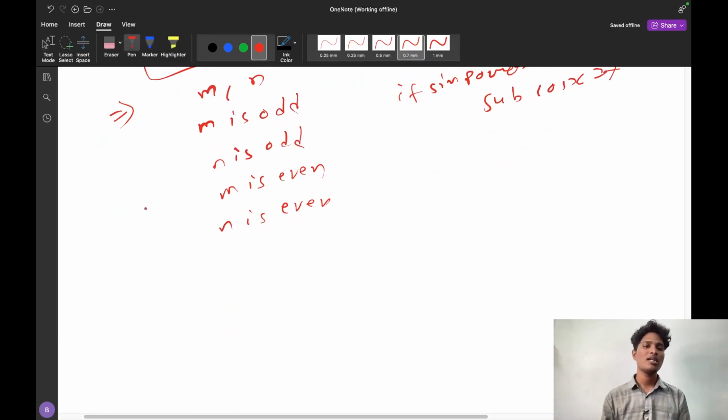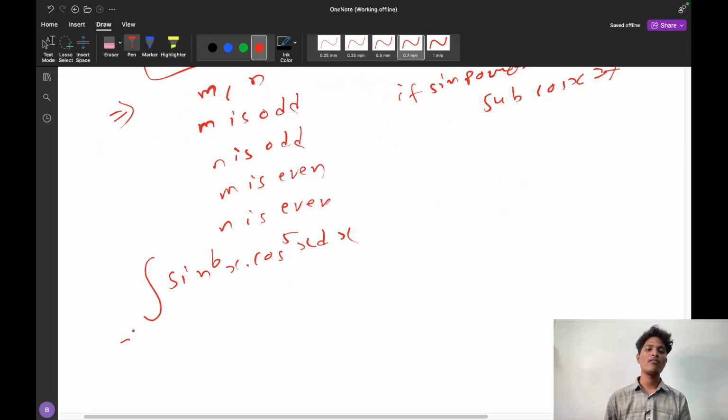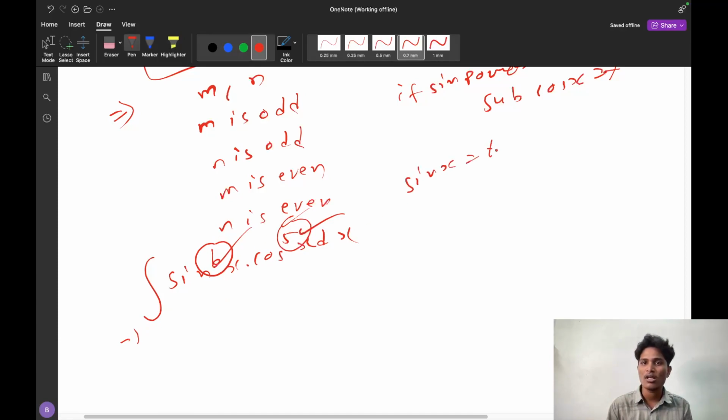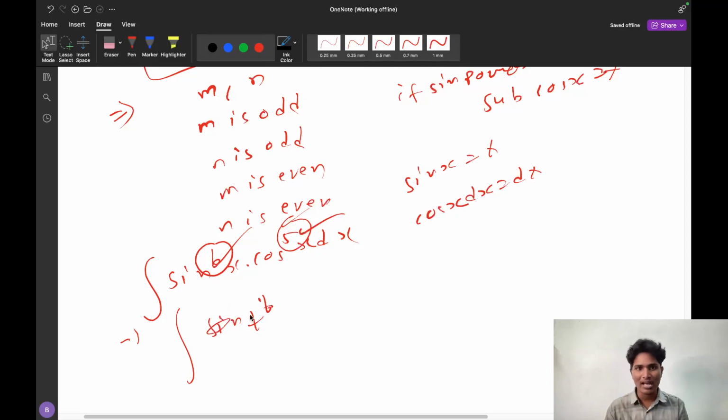The next one, suppose it is sin power 6x into cos power 5x. Suppose this is a function we have to integrate. What I have to do? I have to check the powers. This is even, this is odd. So what is odd, neglect that one, and for the remaining, we substitute sin x is equal to t. So cos x dx is equal to dt. So the integral, this is t power 6, because sin x I have taken, and here you can get cos power 4x, and cos x dx is dt.